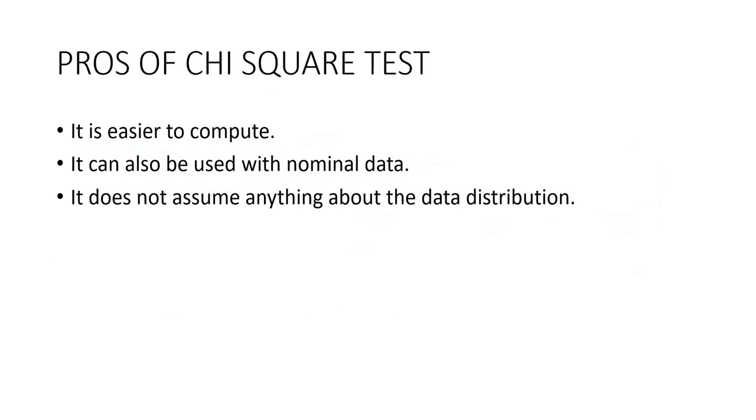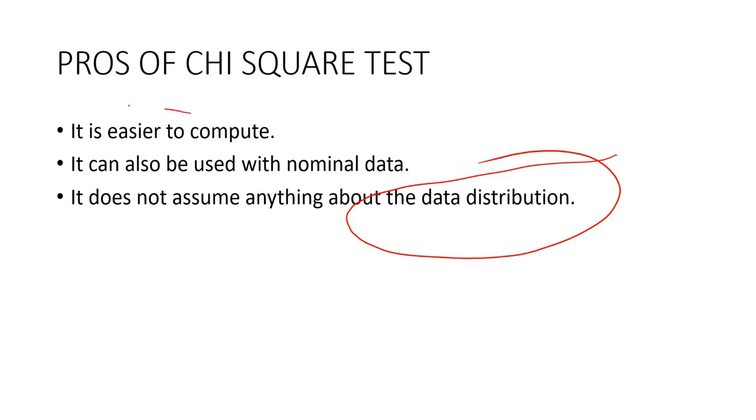You understood. So now I am discussing the pros and cons of the chi-square test. Pros: it is easier to compute. It can also be used with nominal data. It does not assume anything about the data distribution. This is really important. There are no assumptions. And it's easy as well. So these are all the pros of the chi-square test.